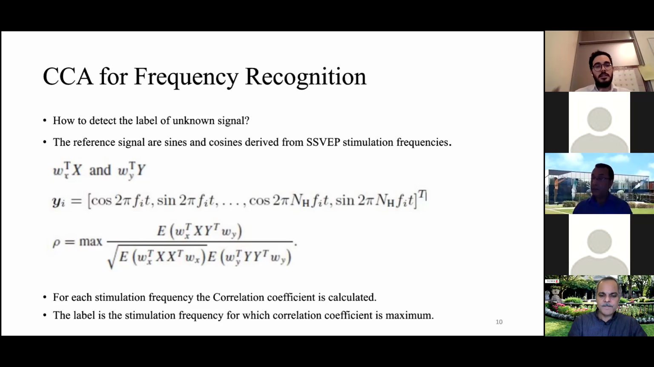For each stimulation, we aim to find projection vectors like WX and WY applied to the observation and reference signals. We want to find these 2 vectors in such a way that the correlation of the projected data sets is maximum. Finally, for each stimulation frequency, the correlation coefficient is calculated, and the final label of the unknown EEG signal is the stimulation frequency for which the correlation coefficient is maximum.